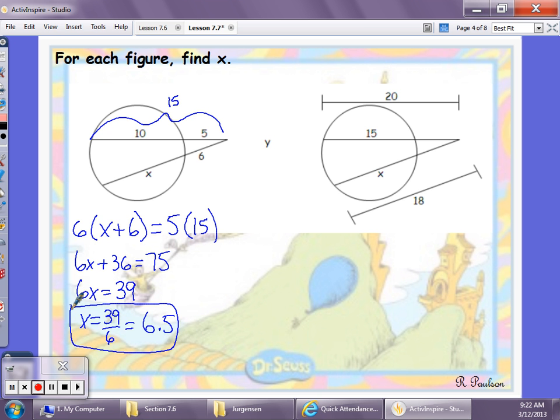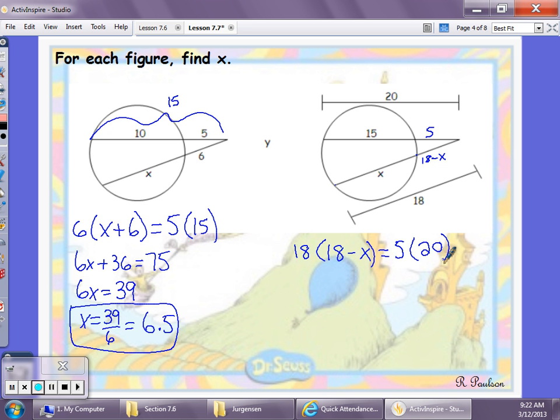Looking at the second example, we're going to use the same theorem. We know the entire segment down here is 18, and if this segment here, which is the chord, is x, this must be 18 minus x. Now if we set up our equation, we can take 18 minus x, which is the external segment, times the entire secant, which is 18. Set that equal to the other external segment. If this is 15 and the whole thing is 20, this external segment is 5. That's going to be equal to 5 times the entire secant segment, which is 20.